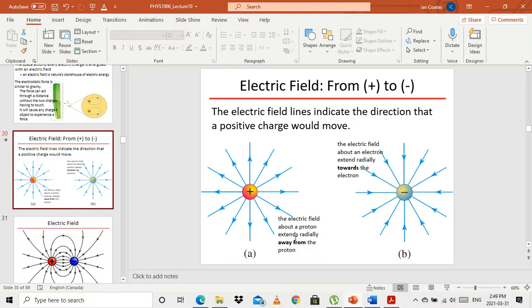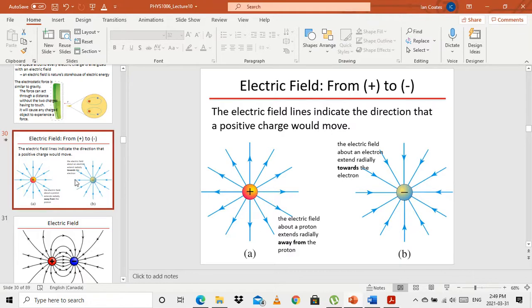An electric field about a proton. So this is a positive charge, and the electric field extends outward from it. So, it's good for your assignment. If the arrows are pointing away, that tells you that's a positive charge. If the arrows are pointing inwards, that tells you this is an electron. So that's where they will line up in this electric field.